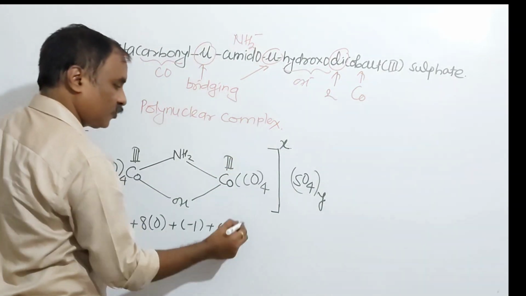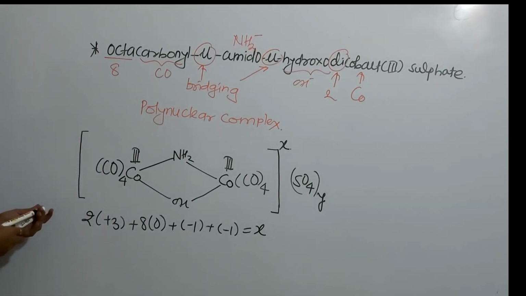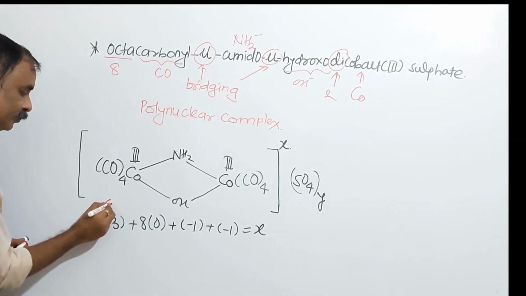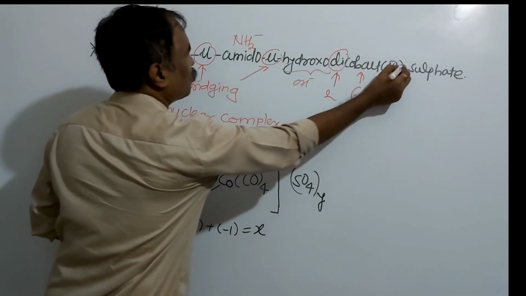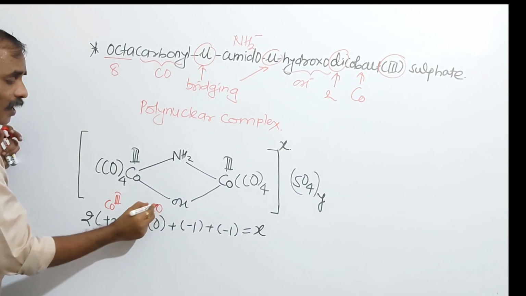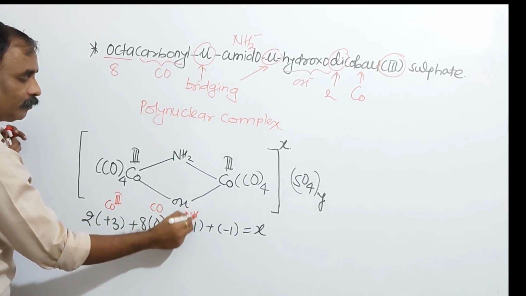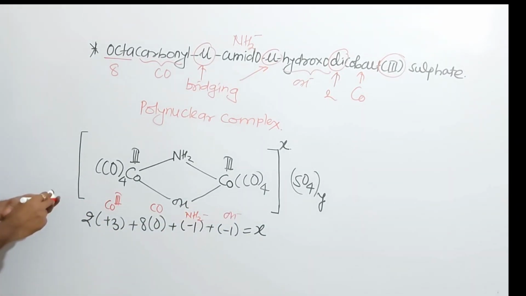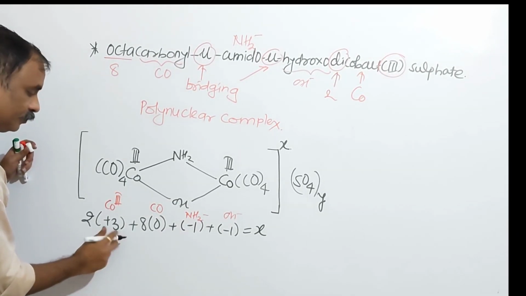Equal to X. Equal to X. ये +3 किसका ऑक्सीडेशन स्टेट है? ये +3 कोबाल्ट का. Cobalt oxidation state, it is given in IUPAC. 0, this is for carbonyl ligand. This -1 is for what? NH2 minus. And this -1 is for OH minus. Then what is X? So here X is equal to what? +6.